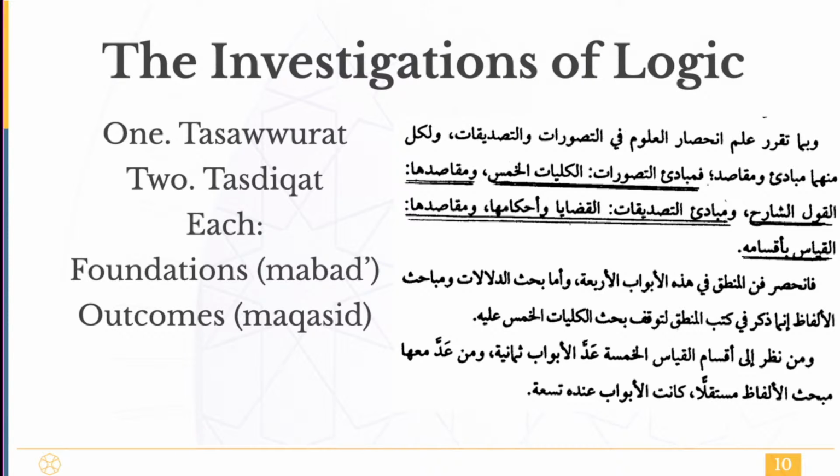أما مبحث الدلالات ومباحث الألفاظ إنما ذكر في كتب المنطق لتوقف بحث الكليات الخمس عليه. Right? But then they also talk about indications. نسبة الألفاظ للمعاني ثلاثة. Right? The relationship between words and meanings are 3. And then they talk about what words are we talking about. Right? Why? Because words indicate things in different ways.